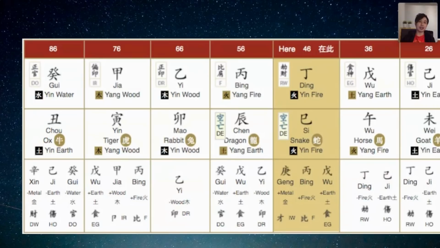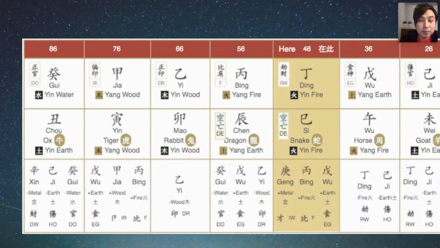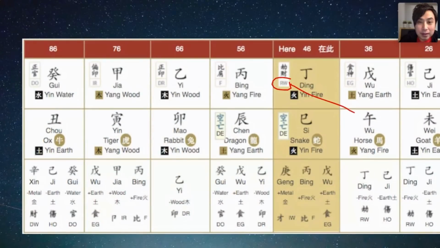Okay, so tell me, this person here is going through a Rob Wealth luck pillar right now, right? You see RW here. Let's say this same person asks you a question. He is also going through wealth luck right now, with indirect wealth. Remember just now, if you have Rob Wealth and indirect wealth in the same pillar, it means easy come, easy go. So you need to do something about that part.